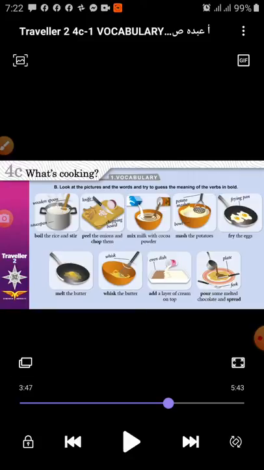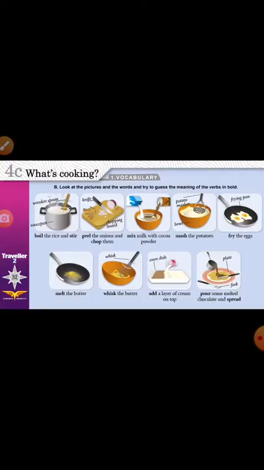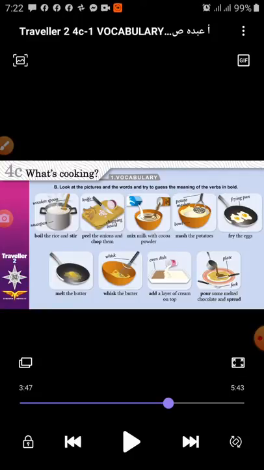Mash, mash. Fry, fry. Melt, melt. Whisk, whisk. Add, add. Pour, pour. Oven. Frying pan.